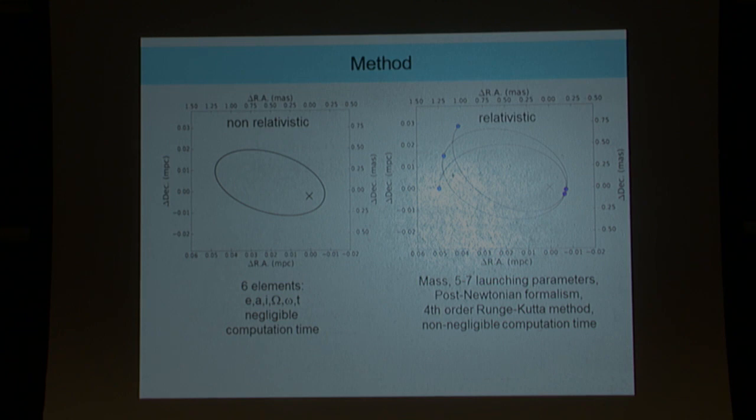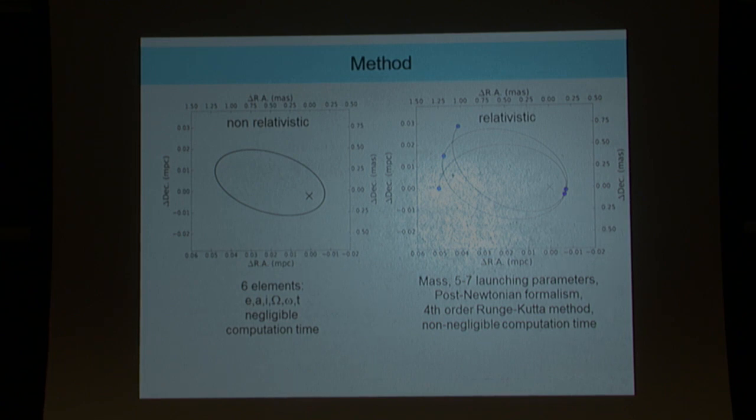Now, the method. Stefan pointed out that, in fact, you can fit any ellipse to the data and camouflage the relativistic effects. There's always a best ellipse that you can fit. So that is not the way to go. You have to be more inventive here. So on the left-hand side, you have the non-relativistic case. It's easy, few orbital elements, negligible computing time, it's quick.